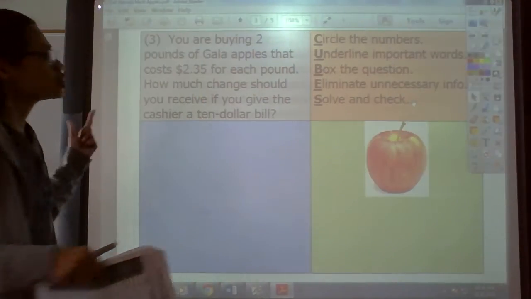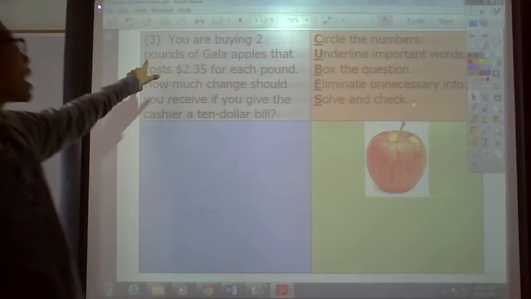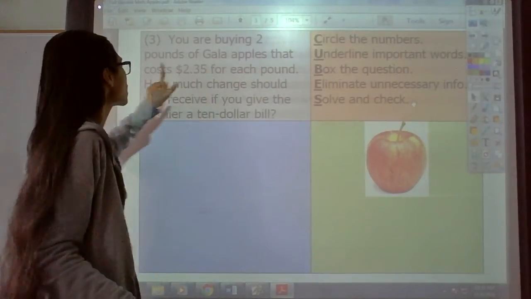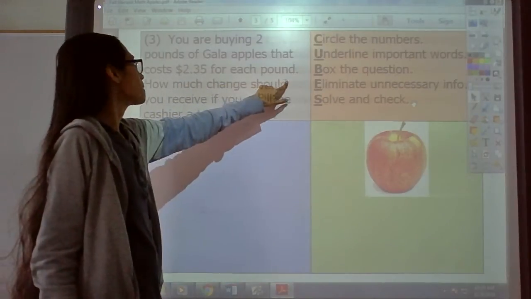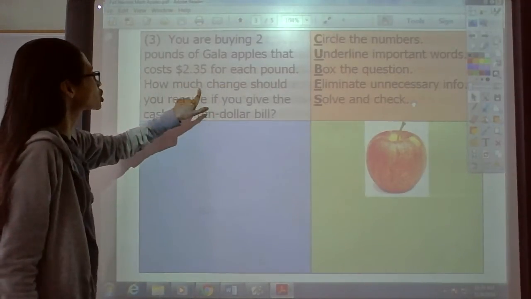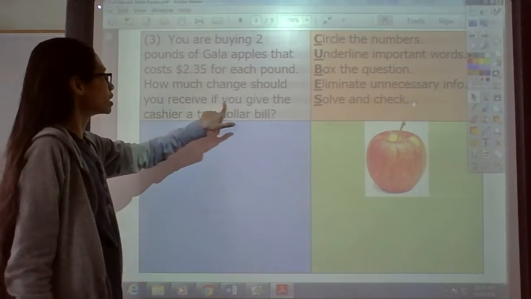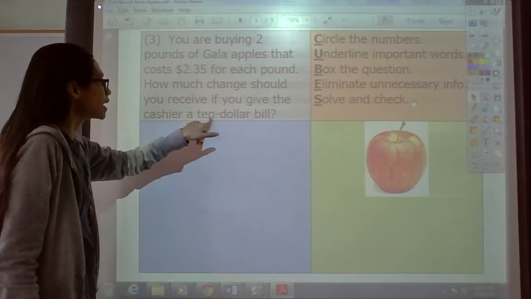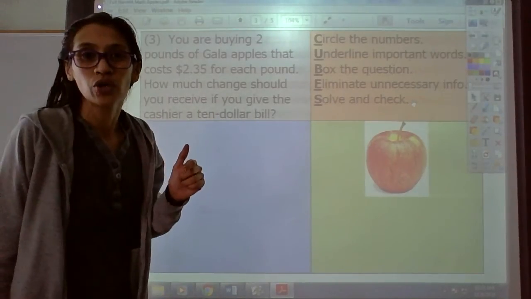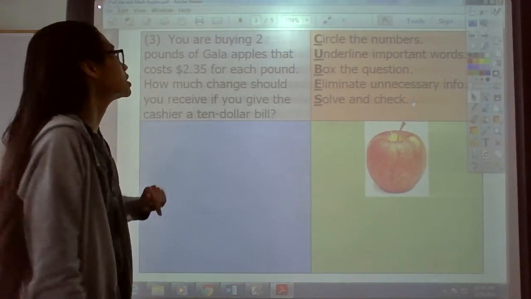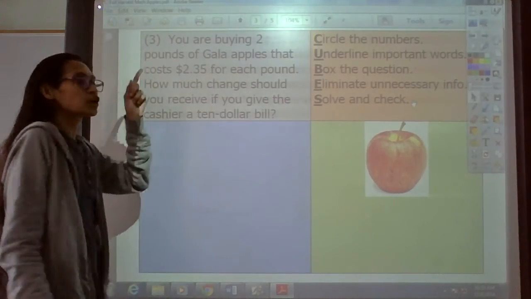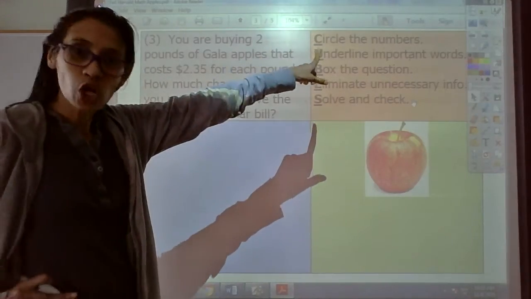It says you are buying 2 pounds of Gala apples that cost $2.35 for each pound. How much change should you receive if you give the cashier a $10 bill? Remember, we're at the farmer's market buying some apples, so we need to figure this out. So first thing we do, we can use our cubes clues.